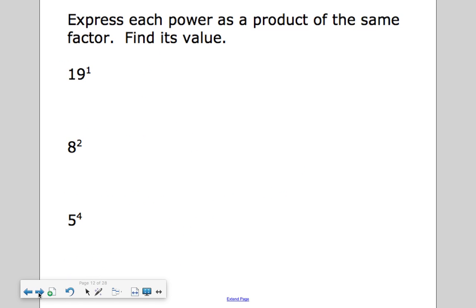Now let's think backward. Express each power or exponent as a product of the same factor. Find its value. 19 is the base. It repeats 1. I'm done. 8 is the base. It repeats twice, because the exponent is 2. So what is 8 times 8? 64. I notice a lot of kids, over my years of teaching, kids are so ingrained with addition, they'll say, oh, 8 times 8 is 16. And then I said, are you adding or multiplying? Then they'll say, oh, yeah, 8 times 8 is 64.